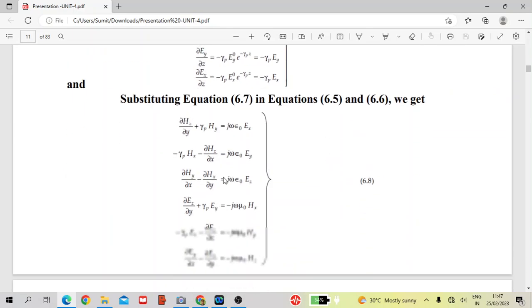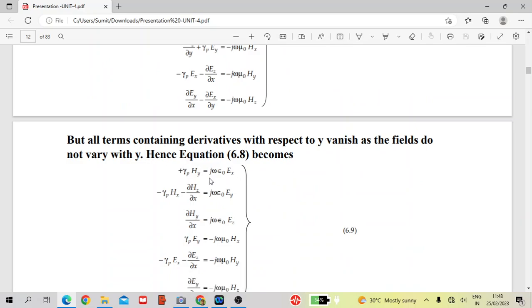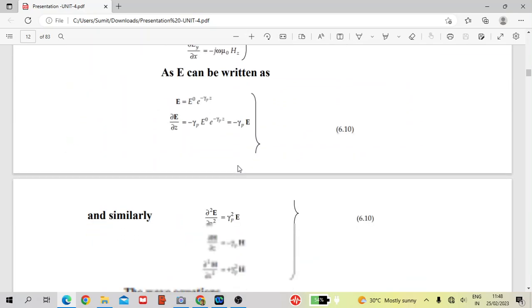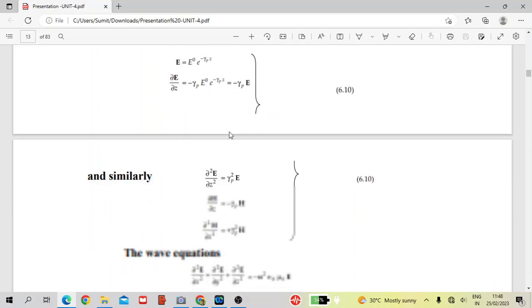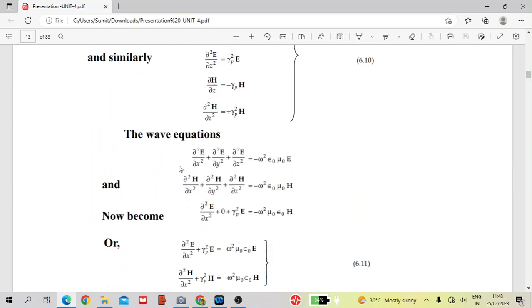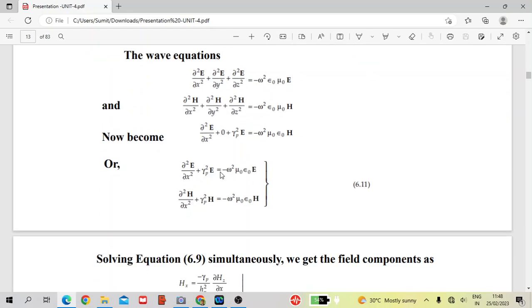The way we solve, we get these equations in this way. This is pure mathematics, just solving differential equations. E can be written as E0, that's the magnitude, e to the minus gamma z. In this form we can write any wave, any field vector. If we substitute this in the above equations, then we get this. That means this mathematics is easy. The wave equations we obtain in this form. So these are the final form.